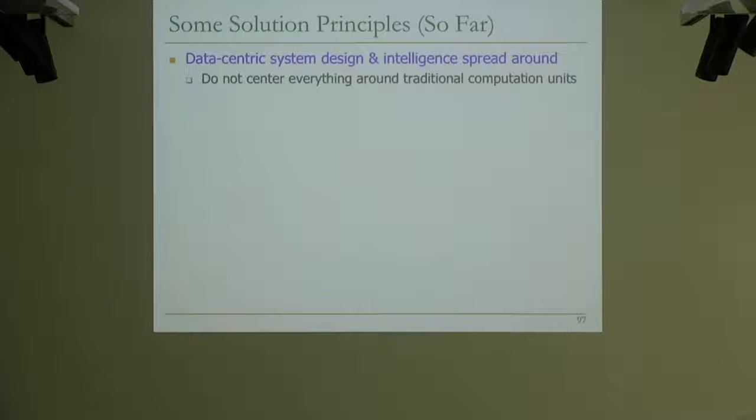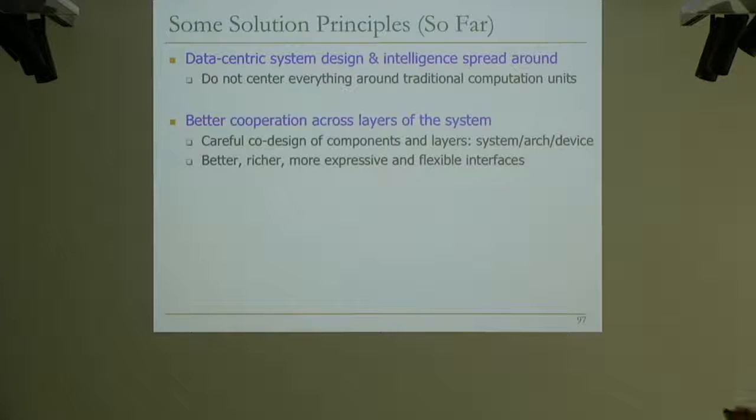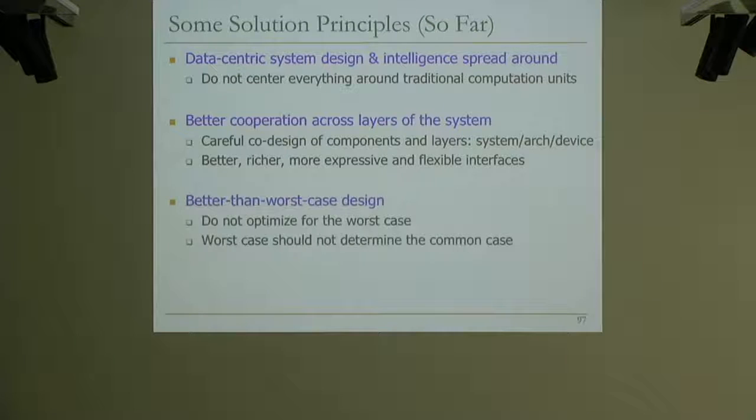So basically, what we've covered so far, I think, points to we should have more data-centric system design and intelligence spread around. We don't want to center everything around traditional computation units. We want better cooperation across layers of the system. And I think this requires careful co-design of the components and layers, system architecture and device, better, richer, more expressive and flexible interfaces. We will see more of this actually in emerging memory technologies. I think maybe this is a bit premature to draw these conclusions, but I think based on what we've seen, we actually need this.